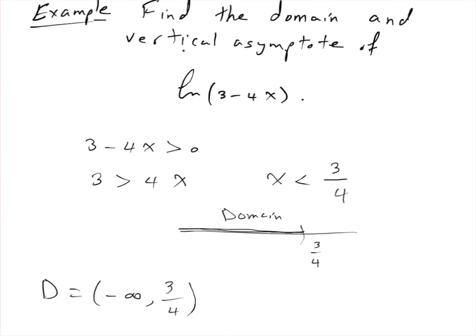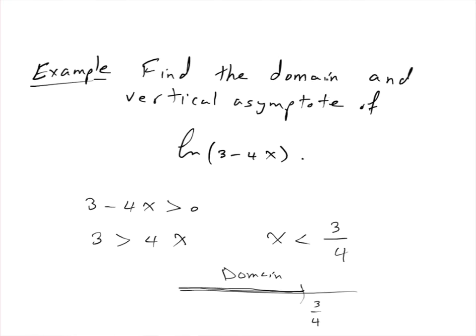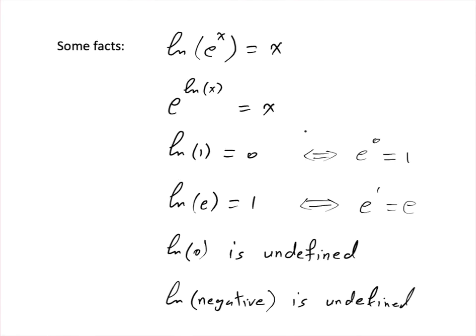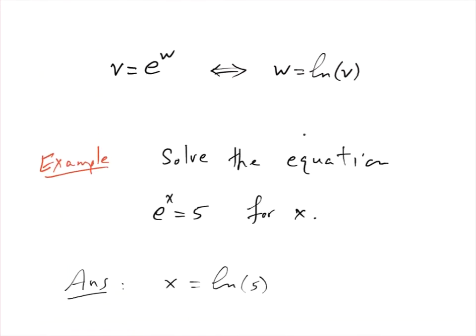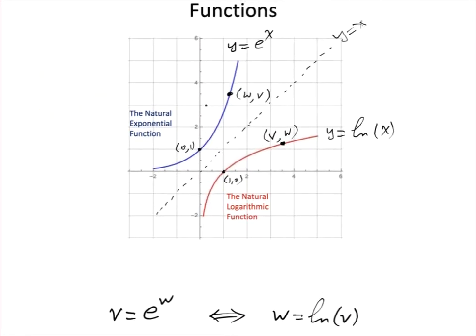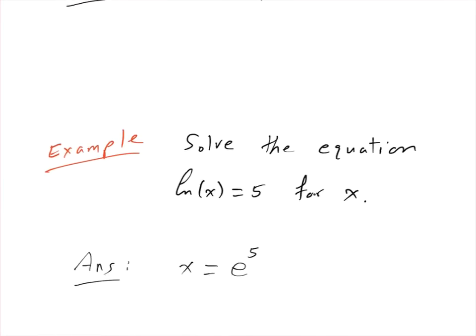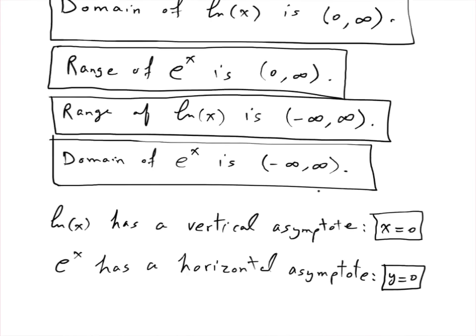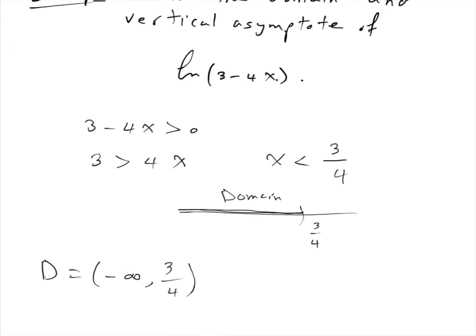And the vertical asymptote: if you go back to the basic ln function, you see the vertical asymptote is the edge of the domain. In the function ln of x, the domain is all positive real numbers, so the edge of that is where the vertical asymptote lies. So for the vertical asymptote, you can just set the argument equal to 0.